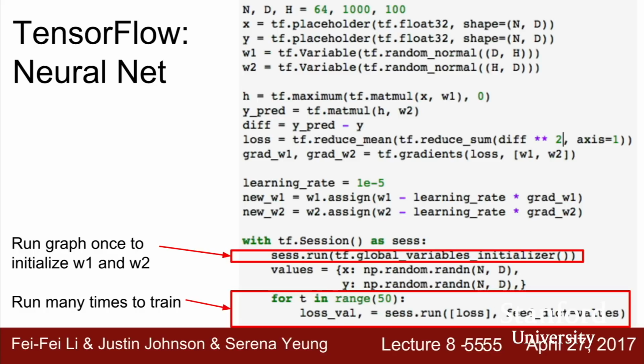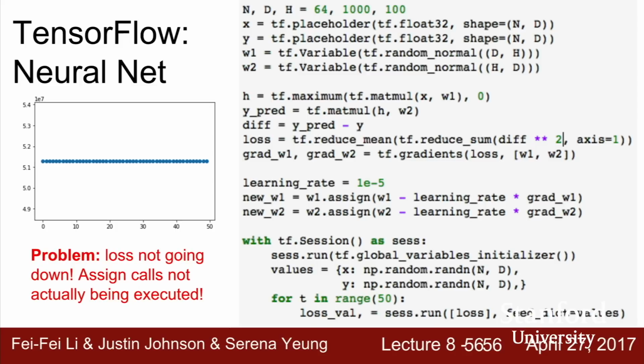You might think that this would train the network. But there's actually a bug here. If you run this code and plot the loss, it doesn't train. That's bad. It's confusing. What's going on? We wrote this assign code, we ran the thing, we computed the loss and the gradients, and our loss is flat. What's going on? Any ideas?